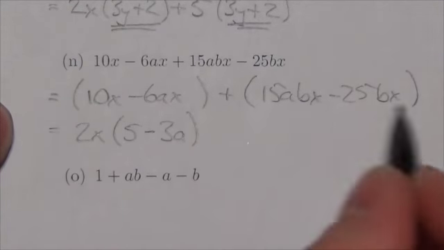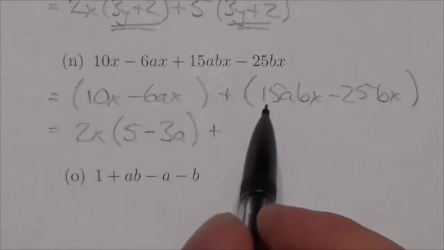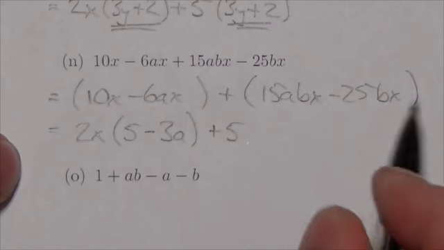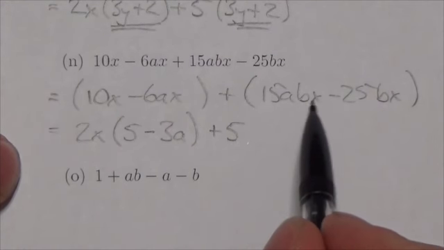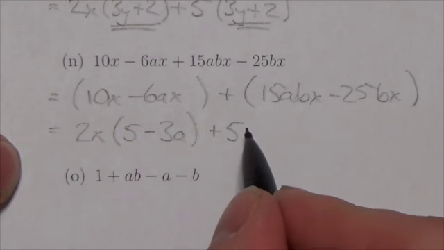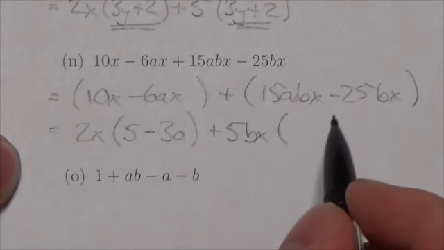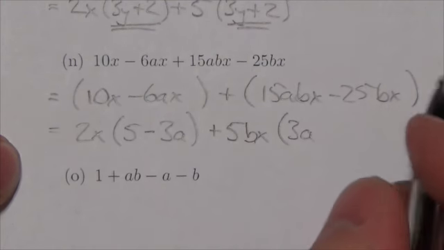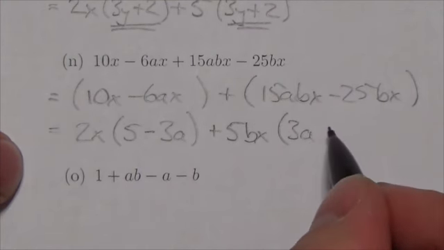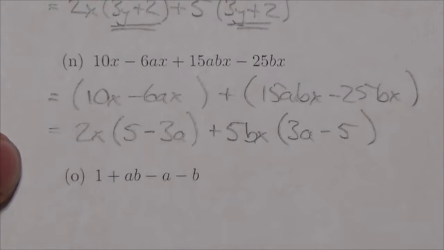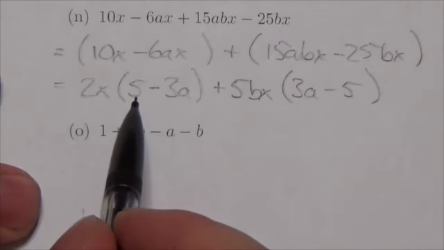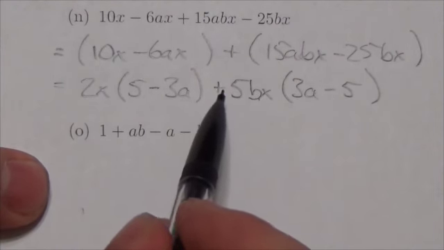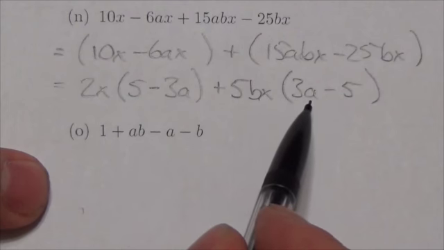Okay, so now let's take a look over here. Between the 15 and the 25, I think it's pretty clear there's a common factor of 5. There is also a common factor of bx for both of those, so I'll take out a 5bx. When I do that, I'm going to be left with a 3a here, and I'll be left with just a negative 5. Now, take a look at what we're left with here. 2x times 5 minus 3a and plus 5bx times 3a minus 5.